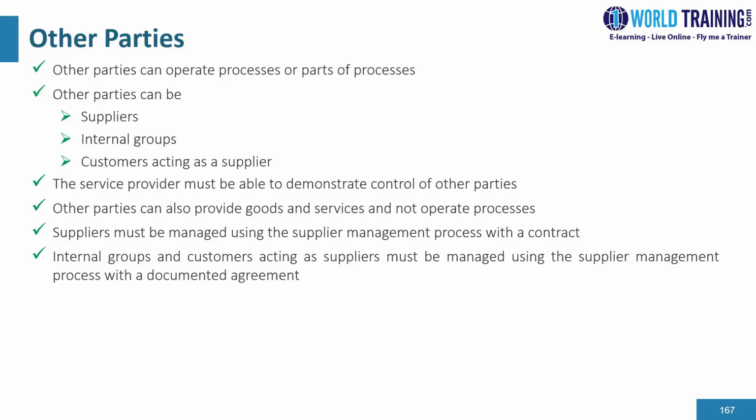Other parties, a critical concept for scope decisions. Other parties can operate processes or parts of processes within an SMS. The service provider is not required to do anything in-house. There are three categories of other parties. One is suppliers, who are external organizations under contract, and then internal groups, which are parts of the wider organization outside SMS scope, and then customers acting as a supplier. This is a usual case where a customer takes on supplier-like responsibilities.